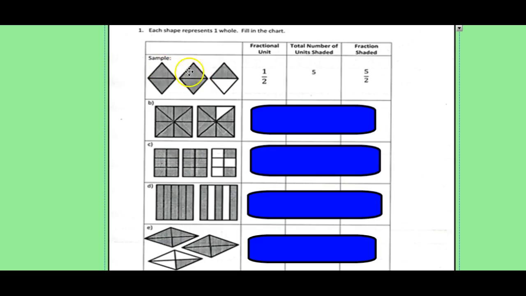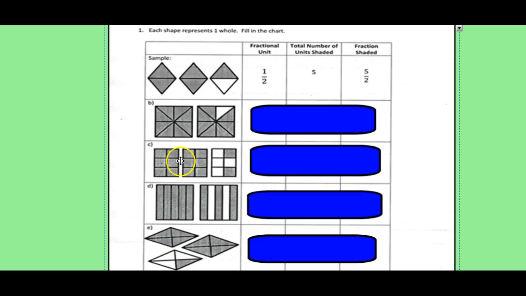We had to figure out how many parts were shaded, and there were 2, 4, 5 parts shaded, so that's where the 5 comes from. And the fraction that shows what is shaded is 5/2, because once again, the denominator is going to stand for how many parts each whole is broken apart into, and then the numerator is going to stand for what was shaded.